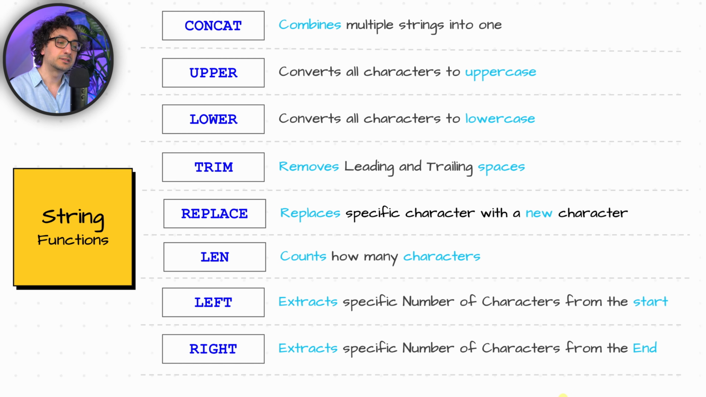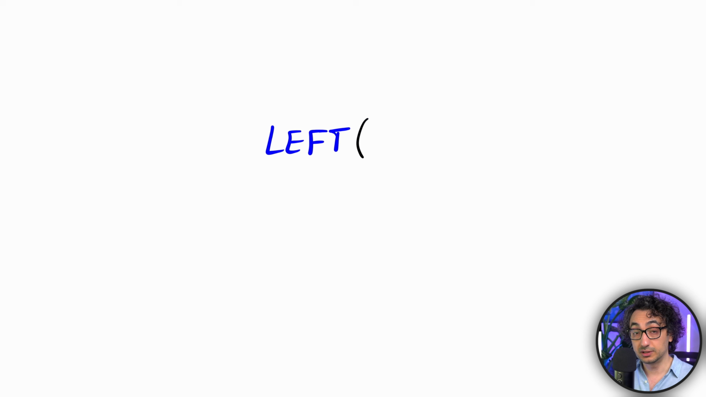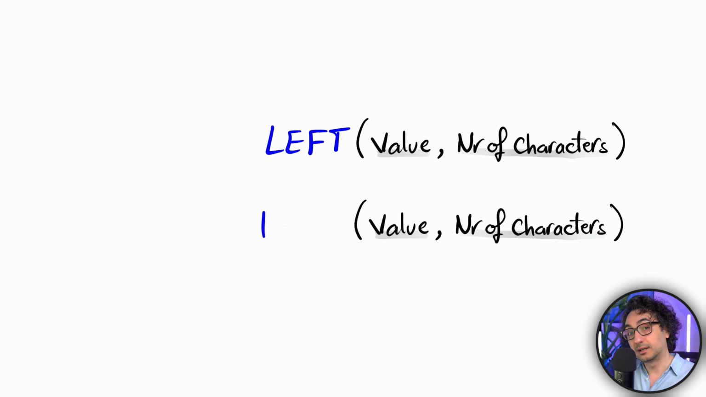But the RIGHT function is exactly the opposite. It's going to extract a specific number of characters from the end of a string value. So if you want a few characters from the end of your value, you can use RIGHT. Now in order to apply the LEFT or the RIGHT function, you have to give SQL two things: the value from which you want to extract a part, and the number of characters, how many characters you want to extract. And this is the same for LEFT and RIGHT.